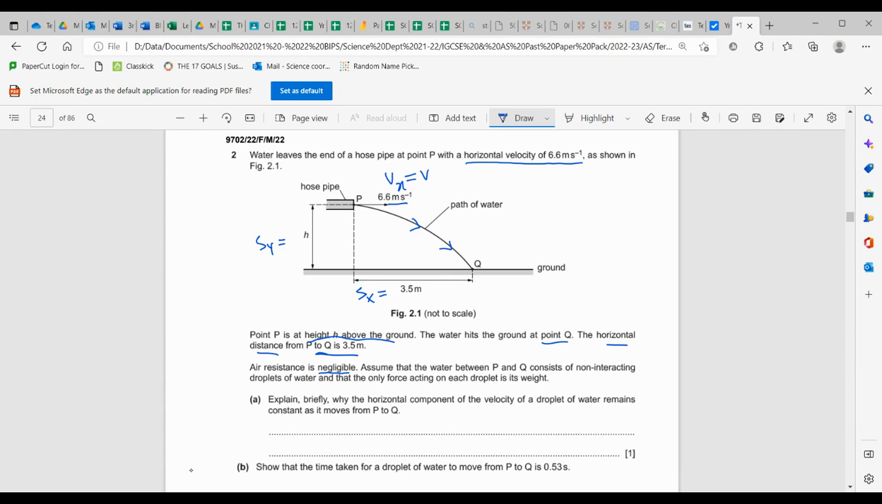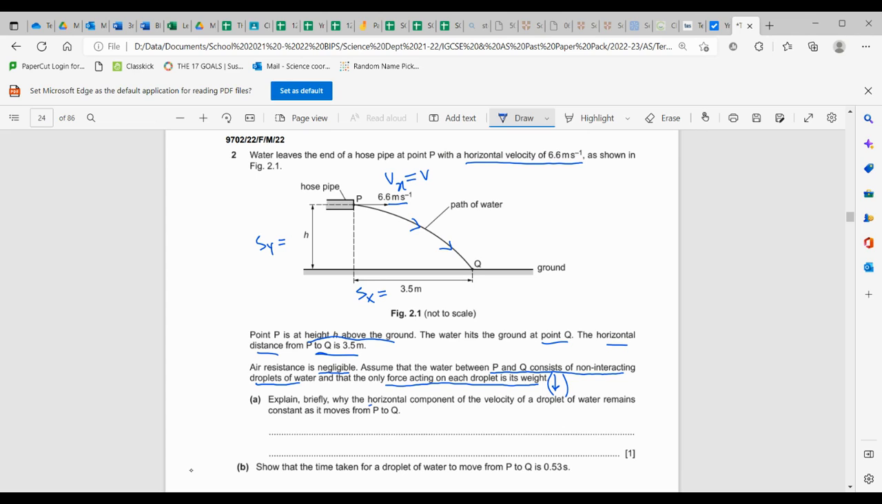Let's move ahead. Assume that the water between P and Q consists of non-interacting droplets of water. Non-interacting droplets of water means that the droplets of water do not apply any force on each other and that the only force acting on each droplet is its weight. So as water falls down, there is only one force acting on water, which is its weight, a force acting vertically downward. So that is the only unbalanced force acting on water at the moment. There is no horizontal force, there is no other vertical force as well.